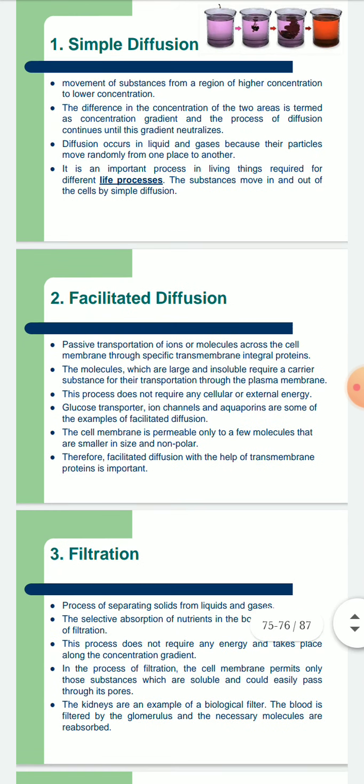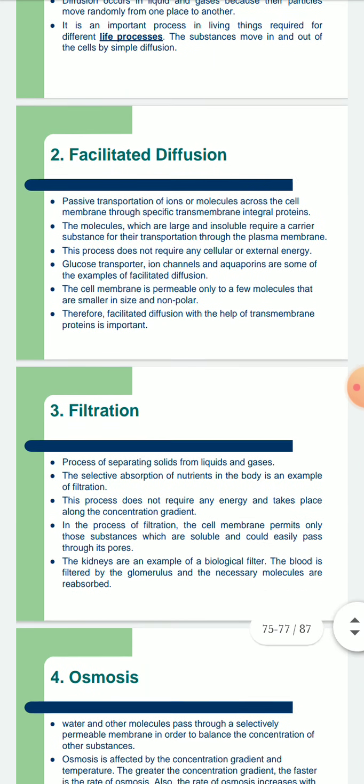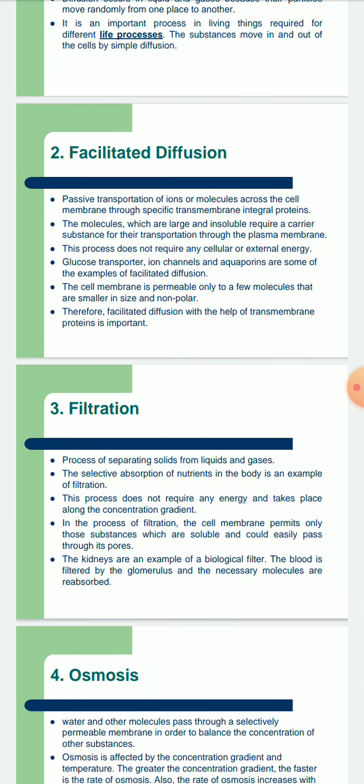Facilitated diffusion happens through specific transmembrane integral proteins, and the molecules which are large and insoluble require carrier substances. It does not require any cellular or external energy. Filtration is how it happens in our body. It is a process of separating solids from liquids and gases. It does not require any energy and takes place along the concentration gradient.